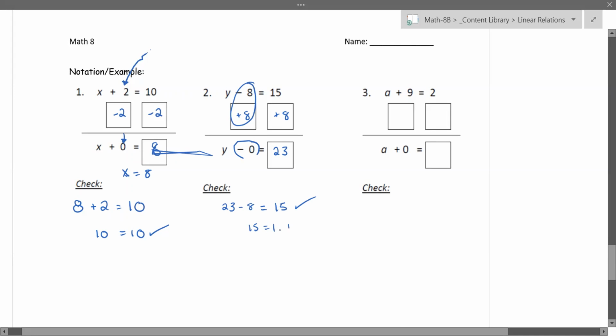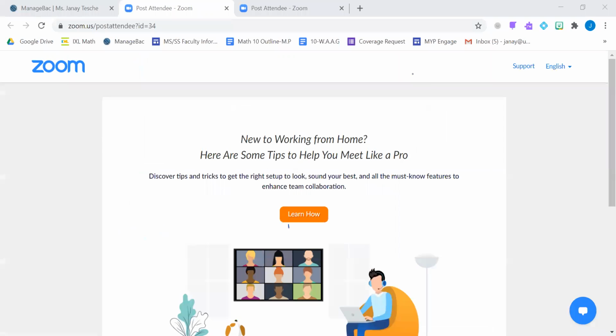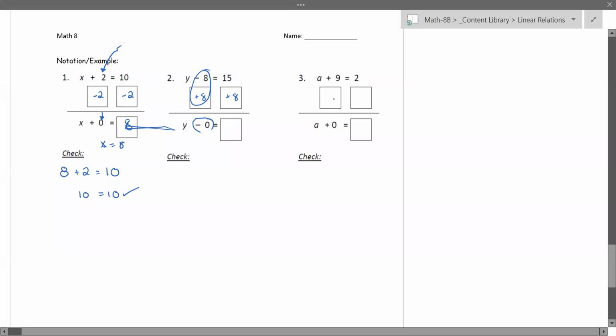I'm not sure why that erased. This last example, I'm adding 9 on the left side of my equal sign, so I'm going to subtract 9 from both sides. I apologize. So the opposite of adding 9 is minus 9, minus 9, that equals 0. 2 minus 9 is negative 7.